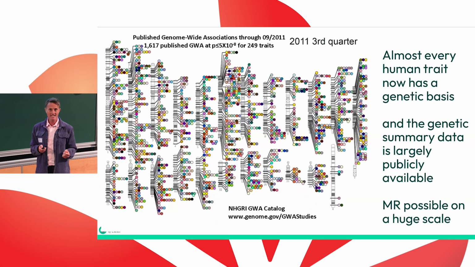And BMI is no different to a host of other traits. Pretty much every human trait now has a genetic basis. There have been thousands and thousands of genome-wide association studies published, and pretty much all the way along the human genome, you'll find genome-wide significant variants for a particular trait. And that means that you can do the type of analysis that I'm going to describe, not just on BMI, but on almost any trait, assessing the potential causal effect of any trait on any other trait or any disease.